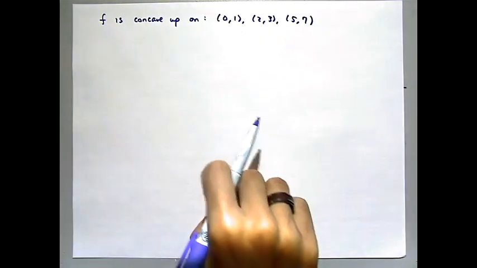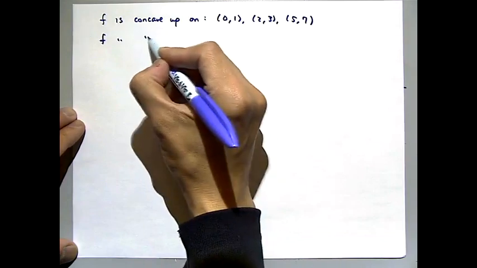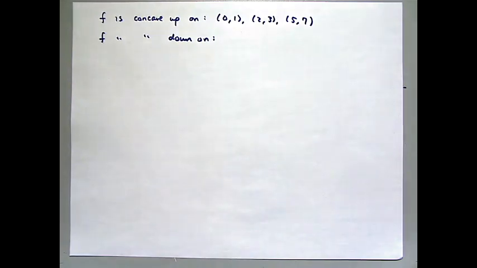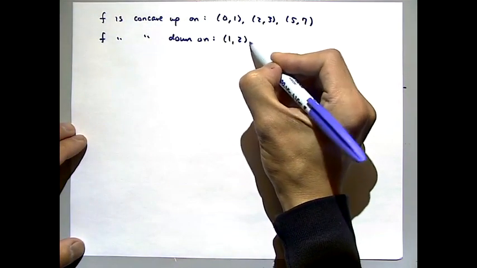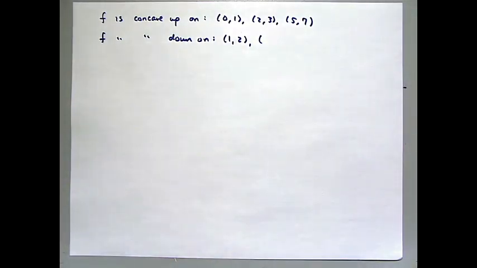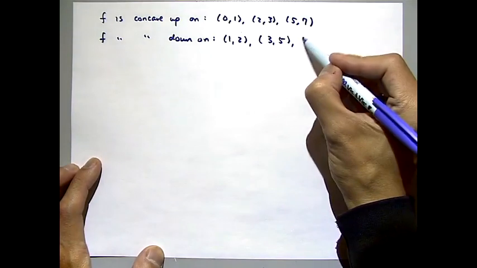And we know that because those are the intervals on which f prime is increasing. Therefore, f double prime is positive. So it's concave down on the intervals where f prime is decreasing. That looks like 1 to 2, 3 to 5, and 7 to infinity. Sounds good? 1 to 2, 3 to 5, and then 7 to infinity.